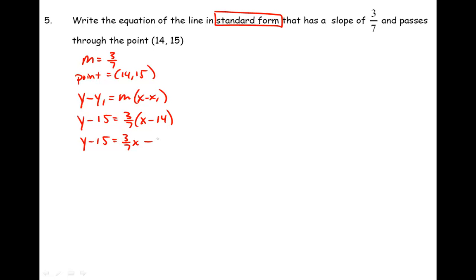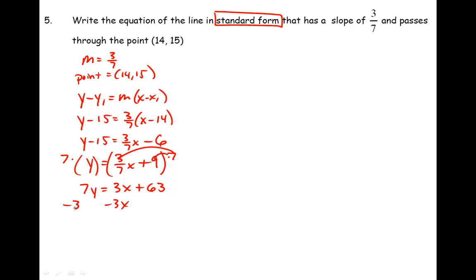(3/7) times -14 is -6. Then I would go ahead and add 15 to both sides. Then you could do 2 things. You can either clear your fractions now, which is fairly easy. If we clear our fractions, we multiply by the LCD, which is 7. So we get 7y is equal to 3x plus 63 because we distribute in the 7. Then we would want to subtract 3x from both sides. We would get -3x plus 7y is equal to 63.